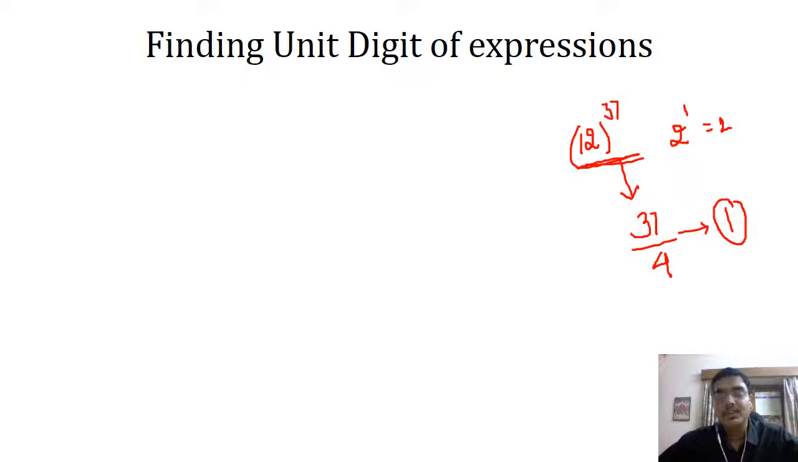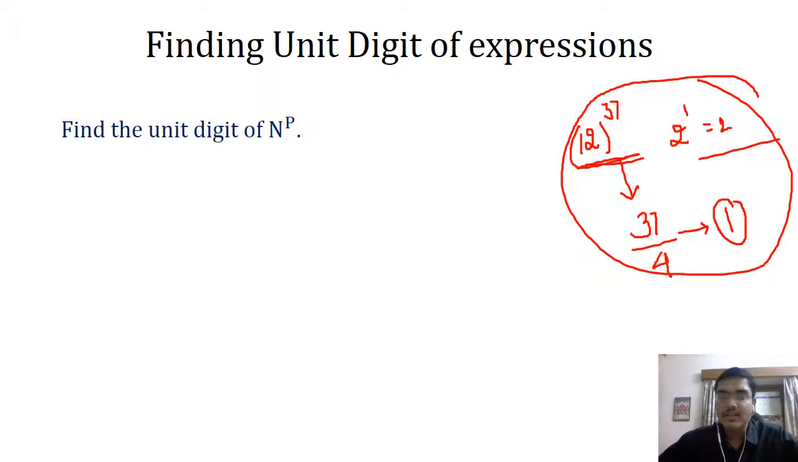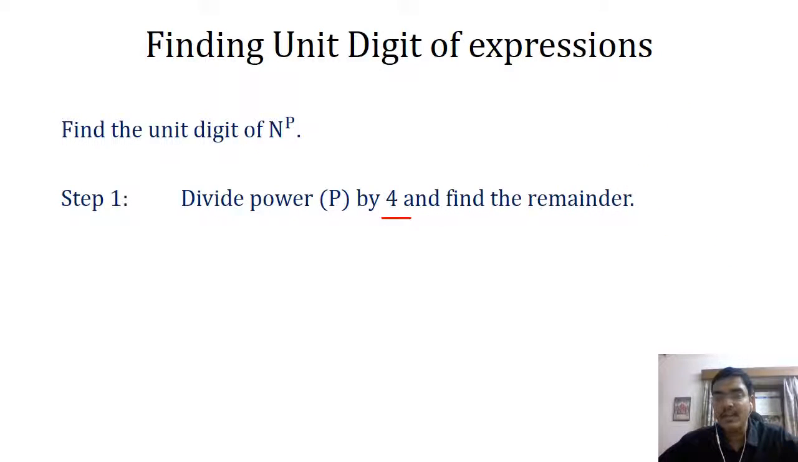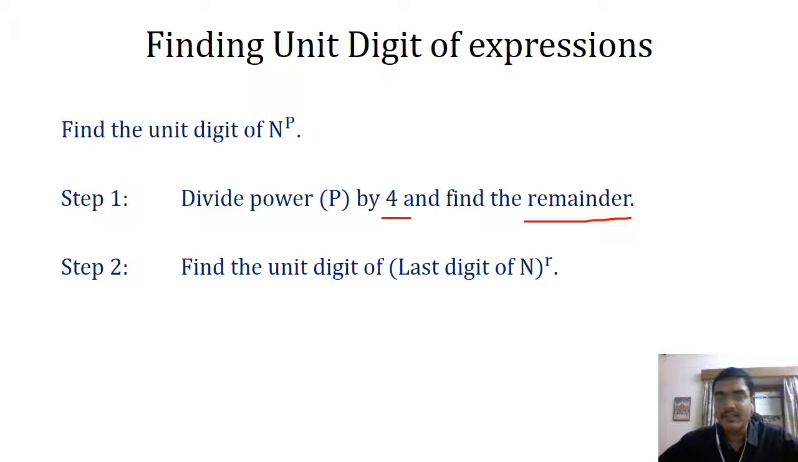So just take note of the procedure to find the unit digit of any number. If you have to find the unit digit of n to power p, in this case 12 to power 37, just divide the power p by 4 and find the remainder. The next step is to find the last digit of n to power r. In this case we divided 37 by 4 and got remainder 1, so we find the last digit of 12, that is 2, and take 2 to power 1, the remainder.